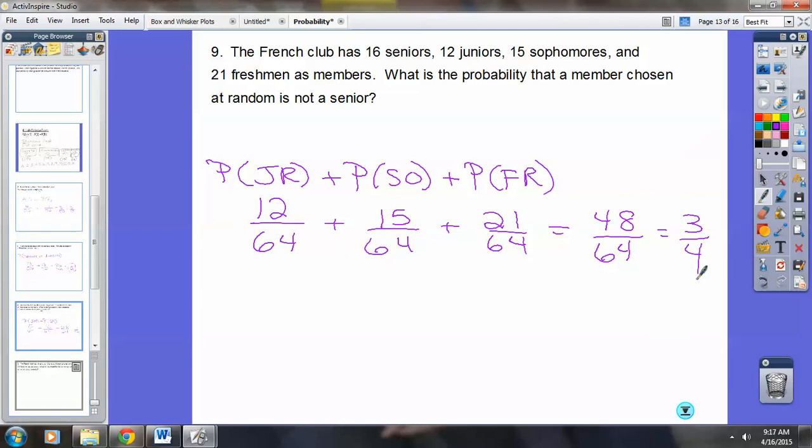Now let me ask you, is there another way we could have done this, maybe without doing all this addition? I mean, instead of doing these three separate probabilities, is there another way we could have thought of it? Add all the ones that weren't seniors. Yeah, without actually writing out each of these probabilities, you could have thought, okay, not a senior, that means I have freshmen, sophomores, and juniors. Add up how many total students there are there, out of 64. And we essentially did that here.